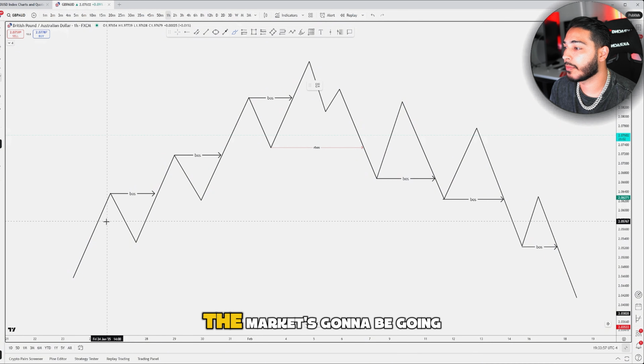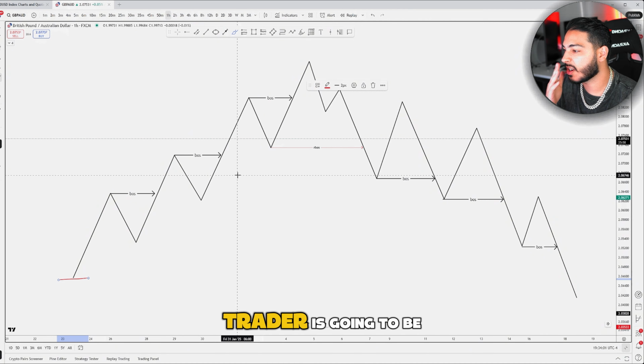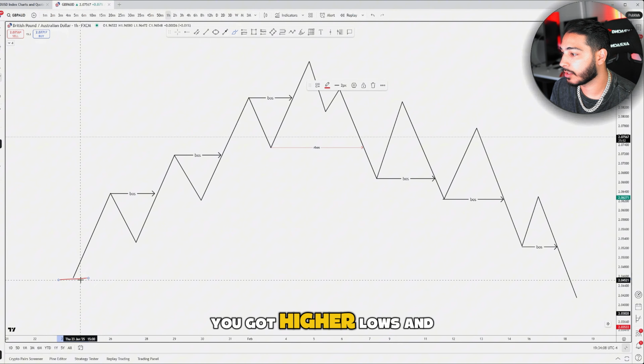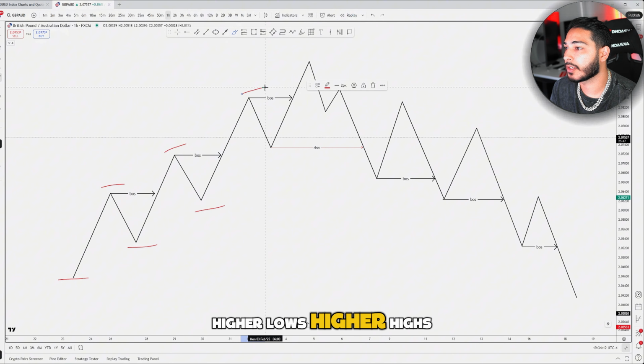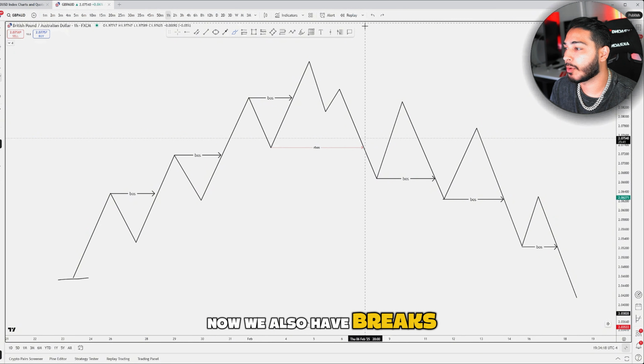Now, in an uptrend, the market's going to be going through key points. Your job as a trader is to be able to identify these key points. In an uptrending market, you have higher lows and higher highs, higher lows, higher highs, higher lows, higher highs. Now, we also have breaks of structure.